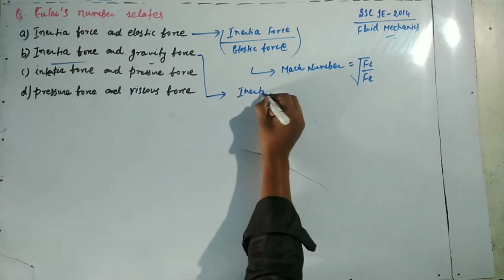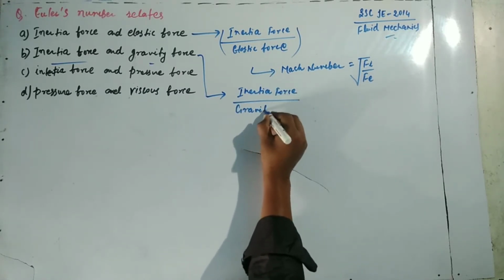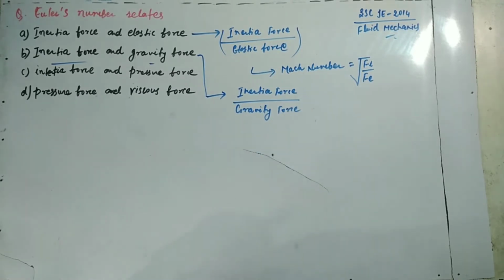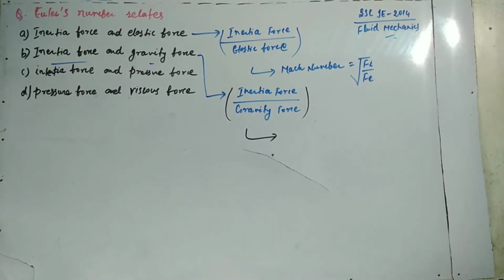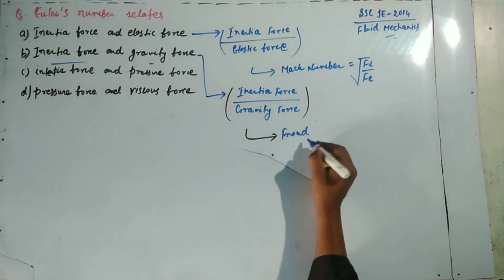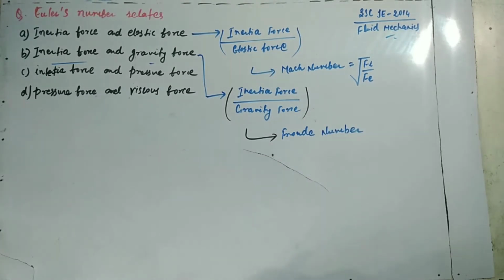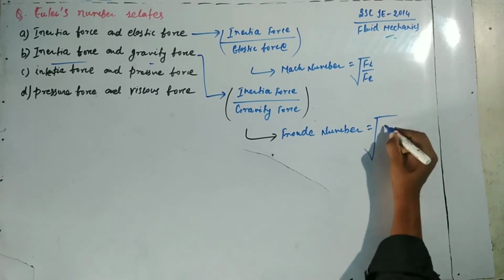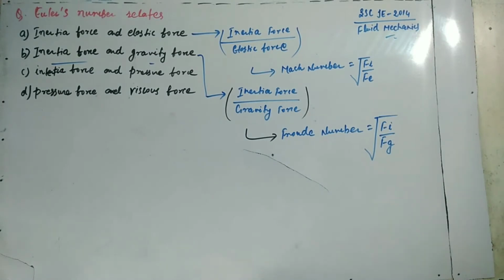In the second option, inertia force and gravity force. Inertia force by gravity force is equal to which number? It is equal to the Froude number. The ratio of inertia force and gravity force is equal to the Froude number, that is root over Fi by Fg. So option B does not relate to Euler's number because it is the Froude number.